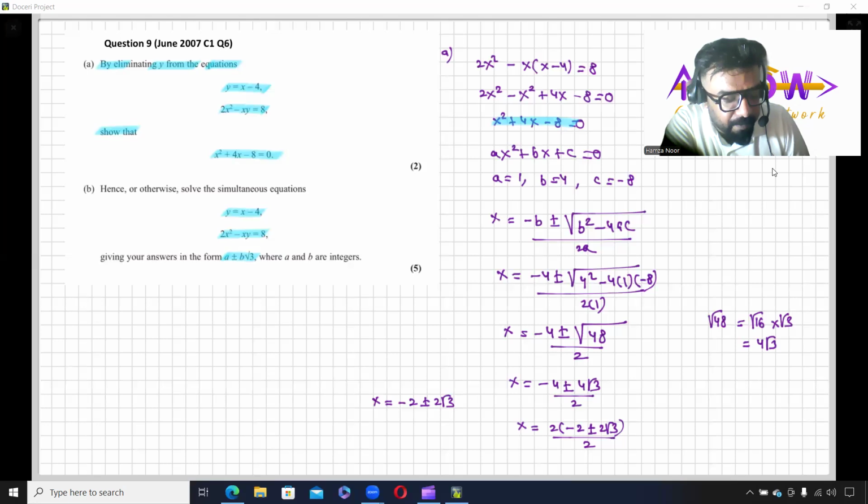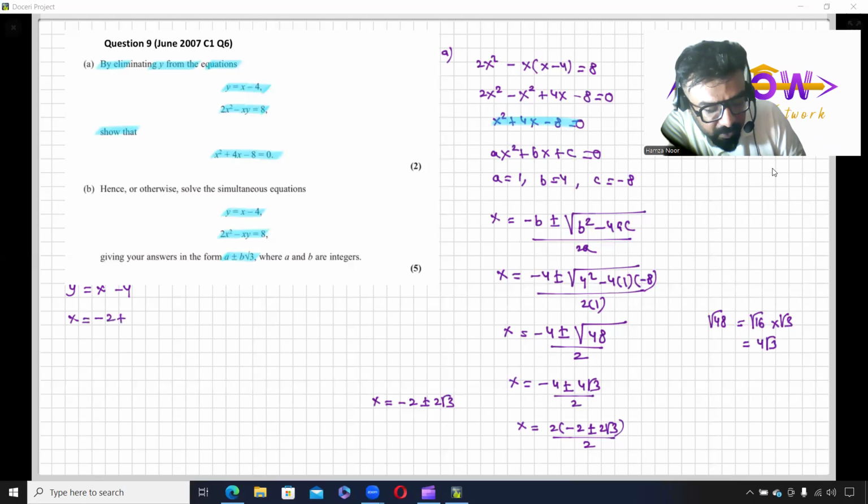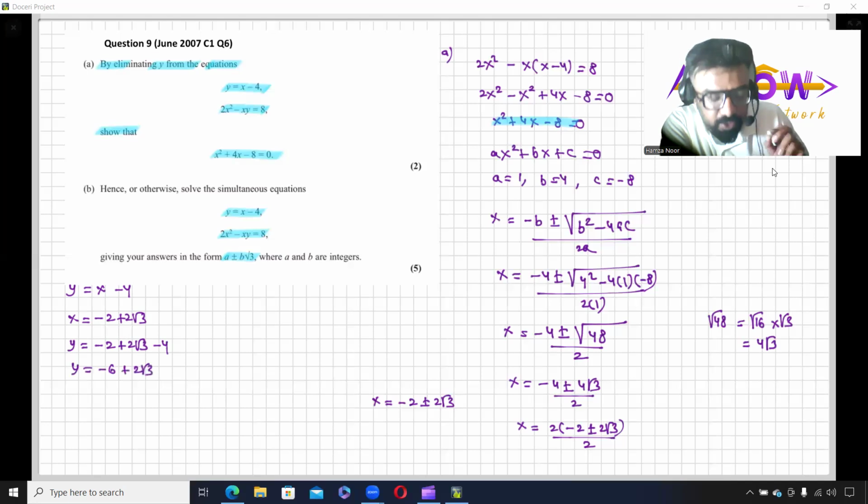So what I'm going to do is substitute these two roots, these two x values, into the equation of the straight line. The equation of the straight line is y equals x minus 4. First we have a root which is x equals minus 2 plus 2 root 3. So y will be equal to minus 2 plus 2 root 3 minus 4.